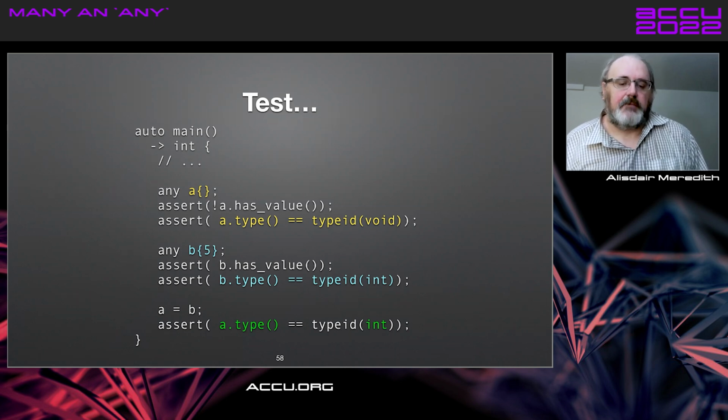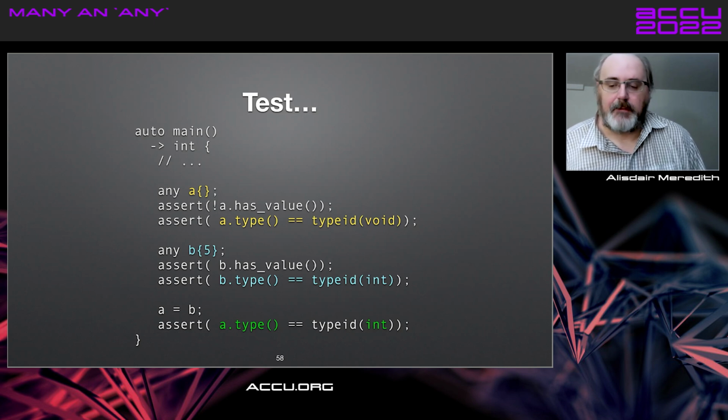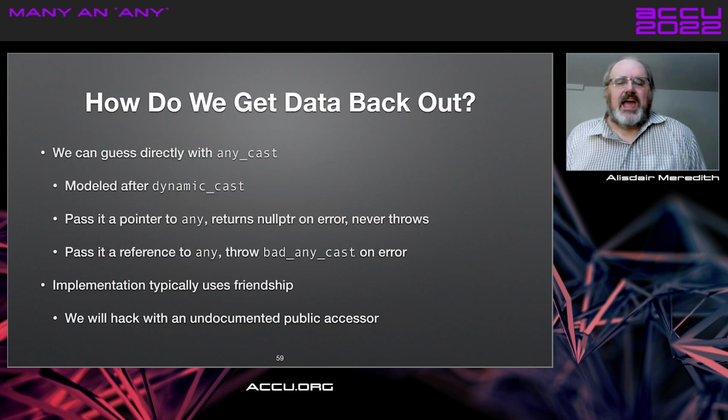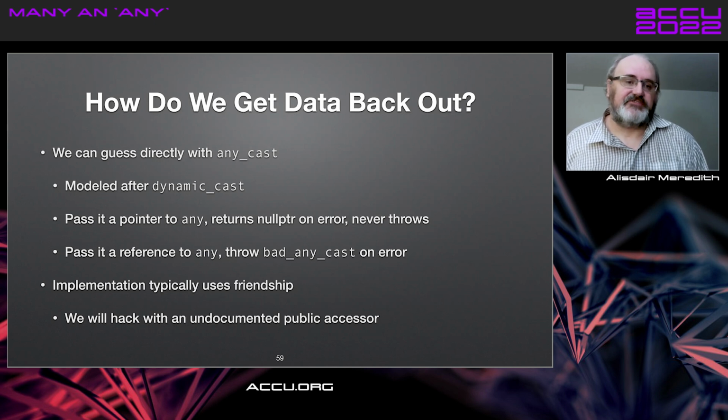If I assign B to A, I make a copy of that int. I therefore need to update my internal pointer to say, yes, I'm now pointing at an int. And when I query the type info from a.type, it comes back and tells me, yeah, you've got an int in there. Congratulations. How do we actually get that int back out, though? Nothing in the public interface we've seen actually tells me how to get access to the int.